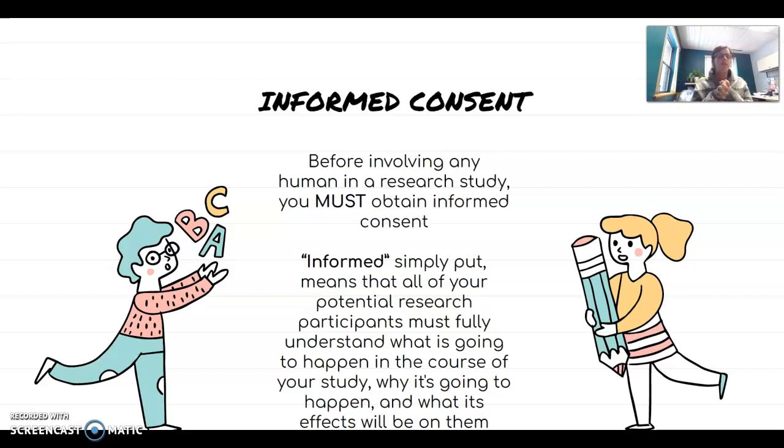Anyways, informed, simply put, means that all of your potential research participants must fully understand what's going on, why it's going to happen, what to expect, how it might affect them, and how it might affect society as a whole. And they have to know that there might be risks involved, but there are also benefits. All those fun things, we're actually going to go over in the next slides. But the piece of paper, which we're going to talk about creating, the informed consent, needs to encompass all of those things, so a person can honestly say when they sign their name on it that they understand what they're getting into. Now, you cannot use bribery. You cannot use threats. You cannot deceive them into signing something.